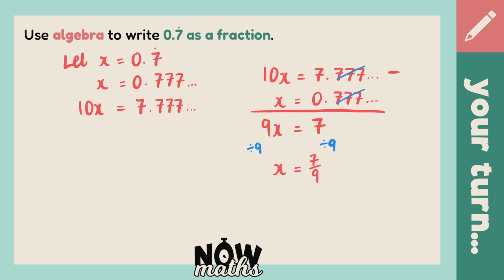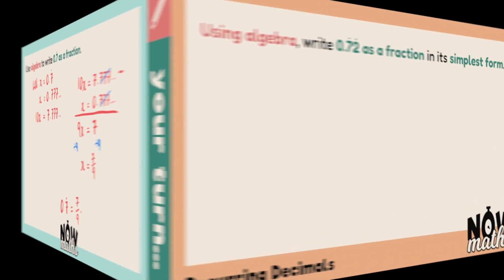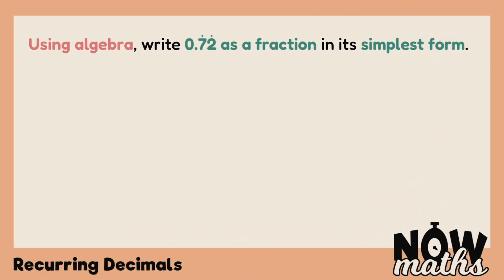So given that we started by saying x is 0.7 recurring and we've ended with x equals 7/9, that tells us that 0.7 recurring must equal 7/9. And 7/9 can't be simplified, so that's our answer. Now we're going to look at some more complex recurring decimals and how to turn them into fractions.